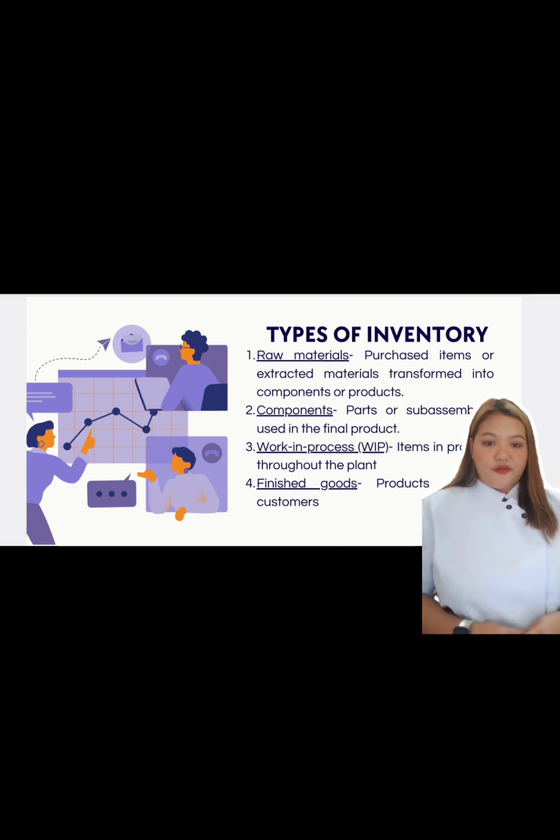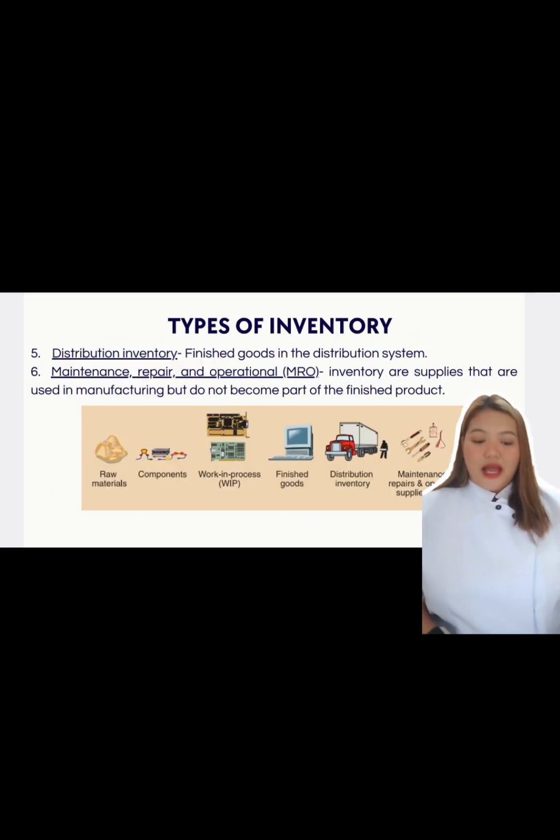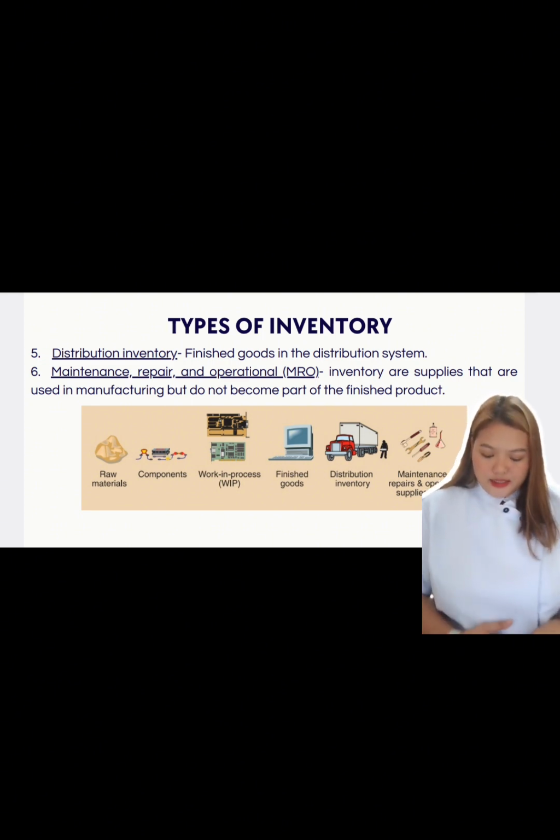Number four is finished products. So, products sold to customers. So, pag sinabing finished goods, ito na yung mga produkto na pwede nang ibenta sa mga customers. Number five is distribution inventory. So, this is the finished goods in the distribution system.